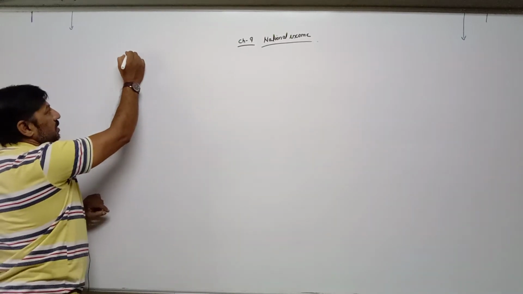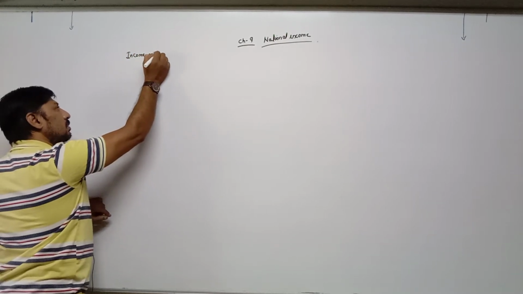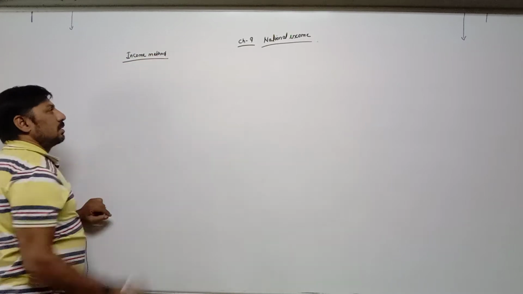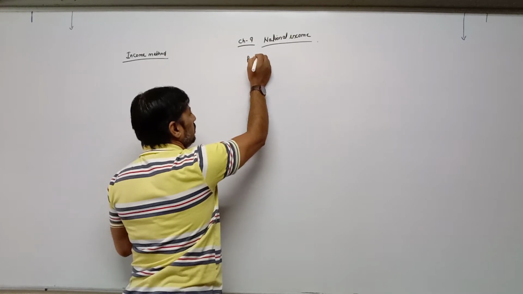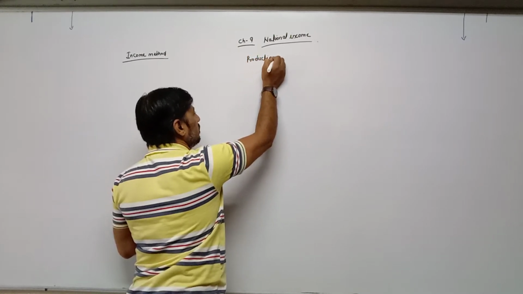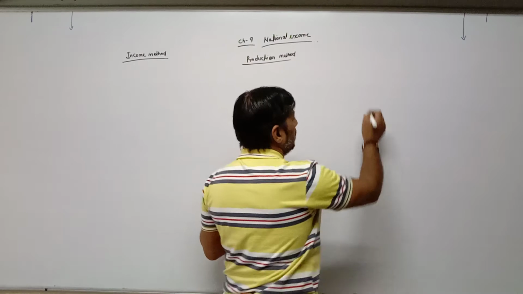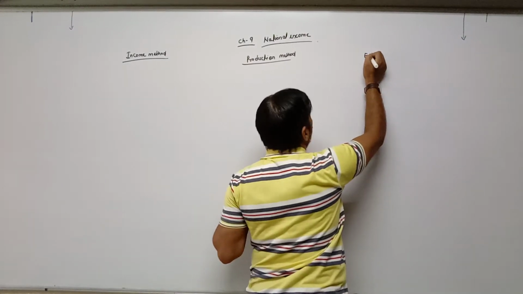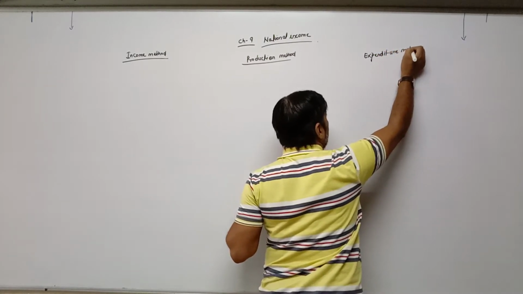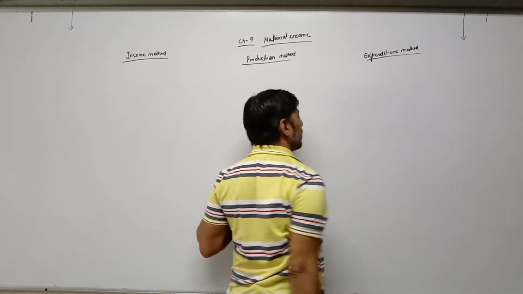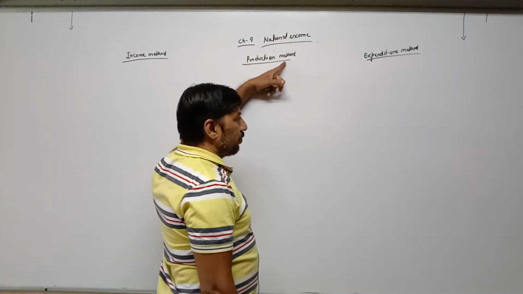First one is the income method. Second one is the production method. And third one is the expenditure method. The three methods are there for calculating national income. The production method is also known as the output method or value added method.